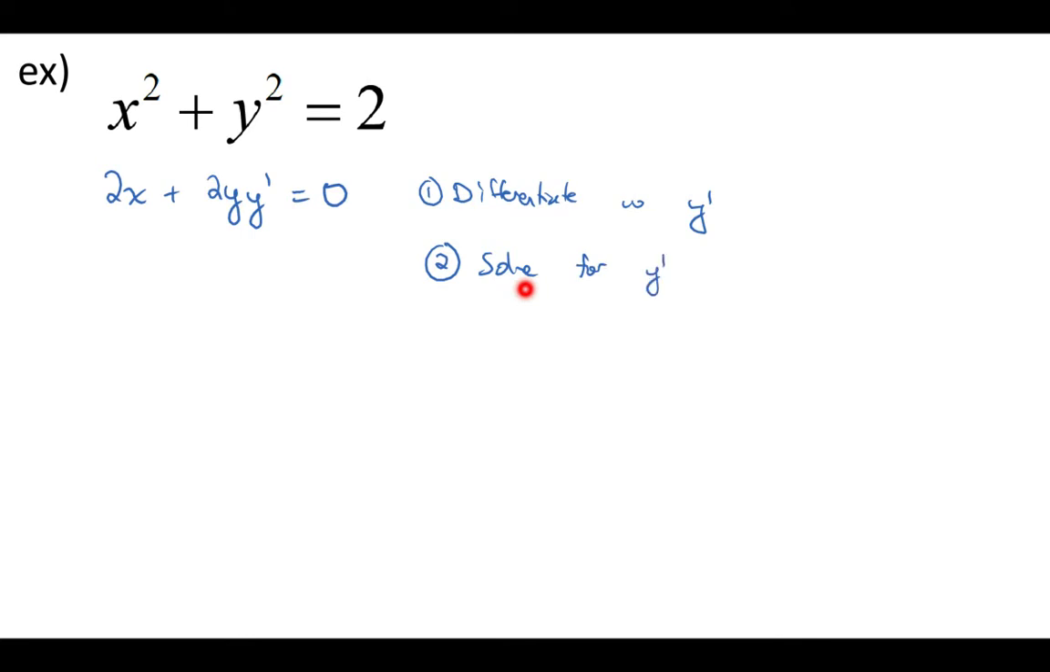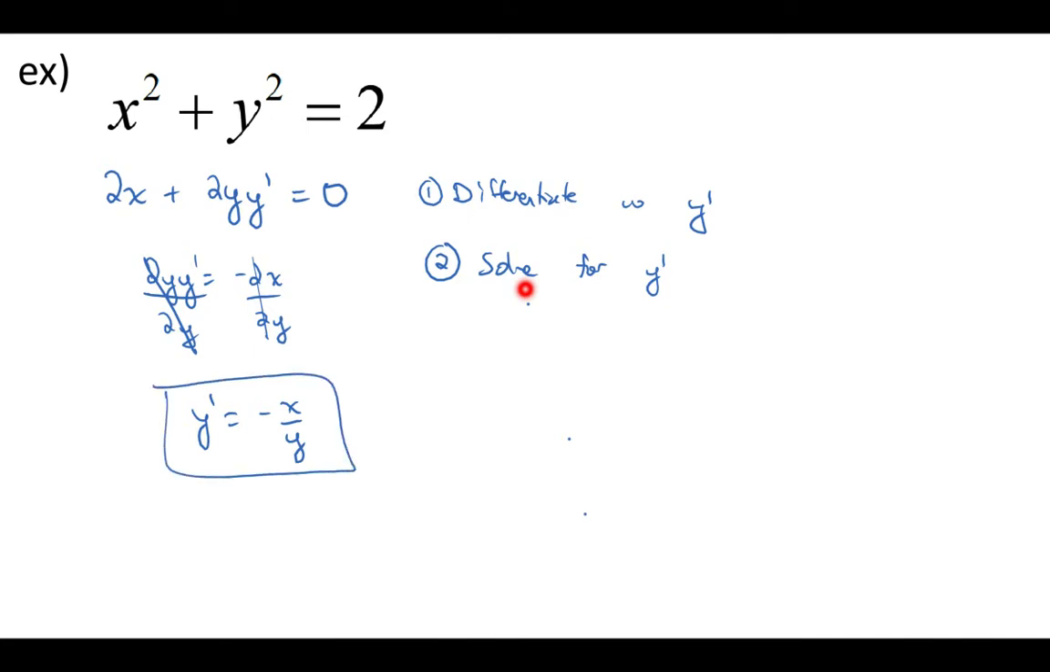So we just get the y prime by itself. We would move the 2x over. So we get 2y y prime equals negative 2x. We then divide both sides by 2y. This cancels y prime. These twos can cancel, so we just get negative x over y. And that is the answer we're looking for.